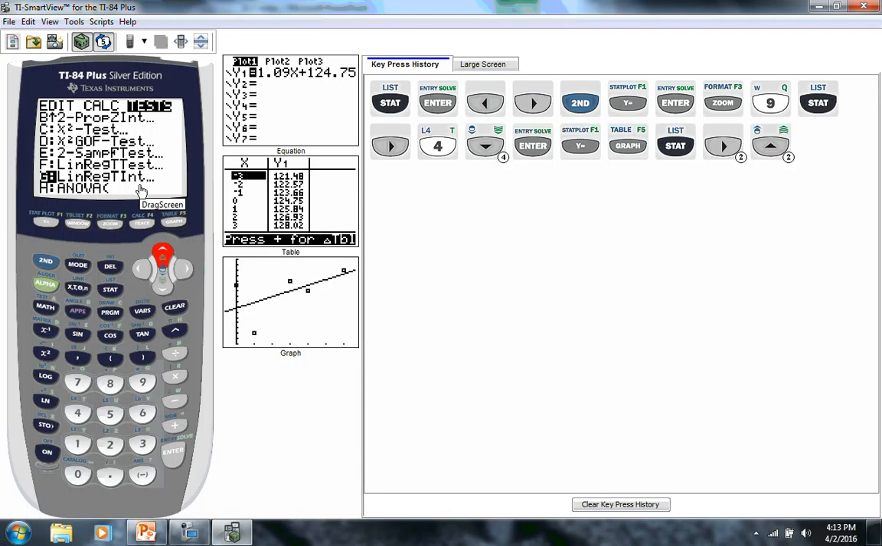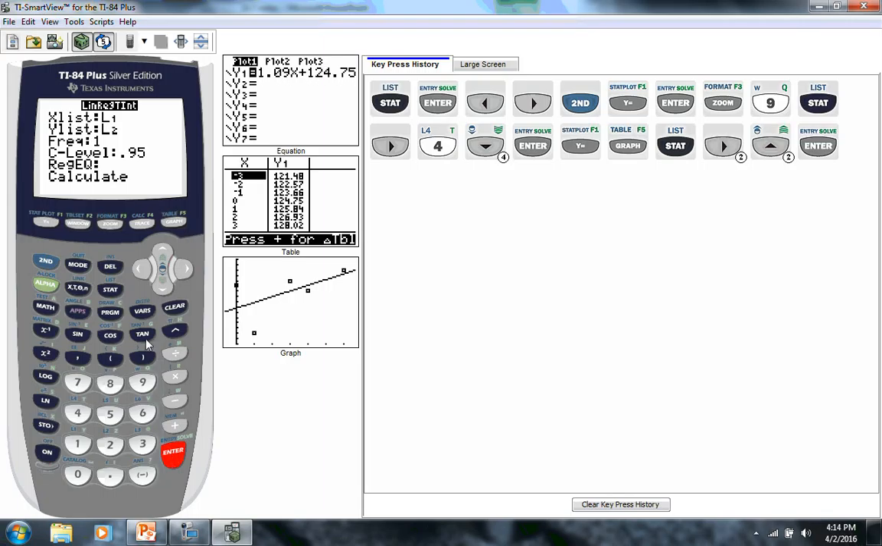So Casio people, I apologize. This is all being done on the TIs. So we'll have to help you out in class. But hit enter and it'll go into this screen here. It'll say, do you want me to take data from list 1 and list 2? Yes. And here's your C level, that confidence level, the 95%.